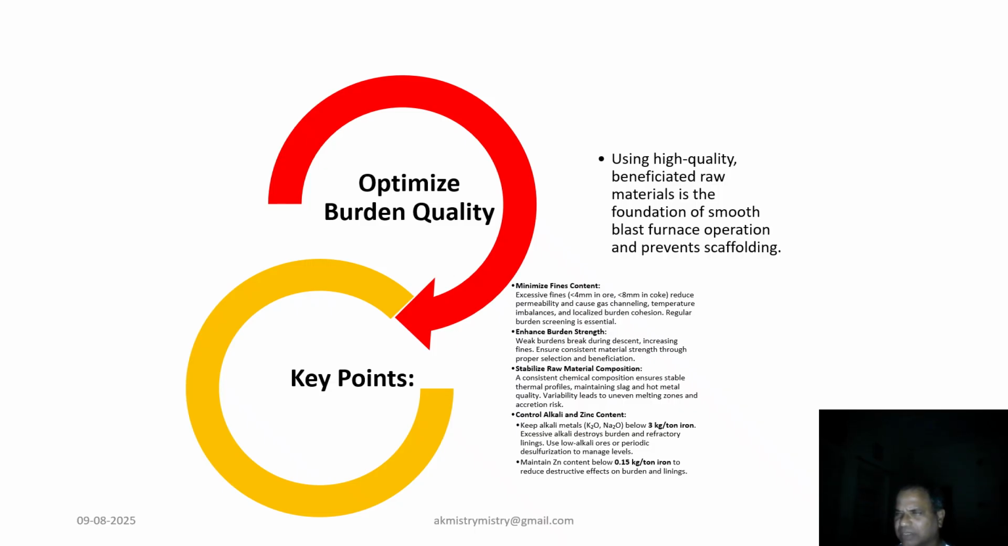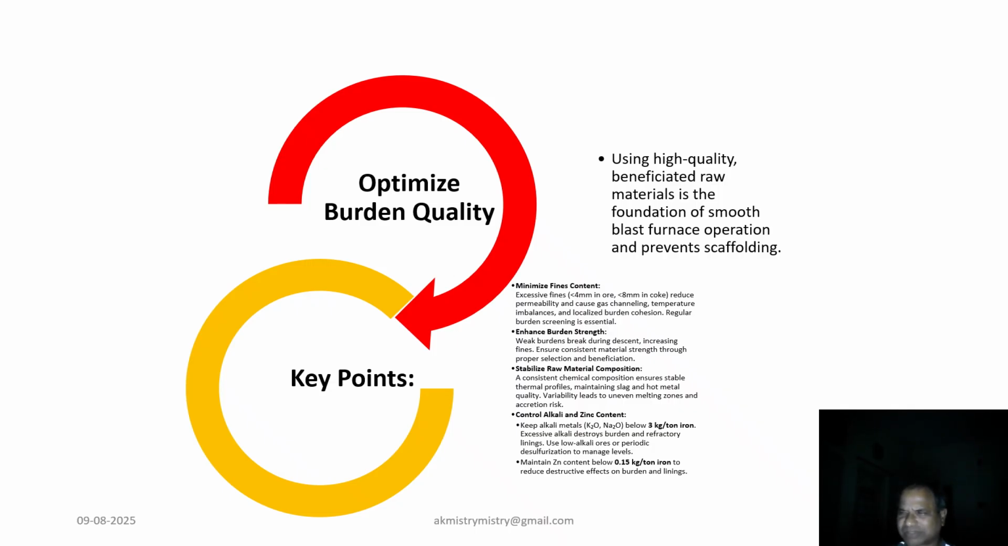Excessive fines, meaning particles less than 4 mm in ore or 8 mm in coke, significantly reduce permeability. Now, this leads to gas channeling, temperature imbalances, and localized burden cohesion. Regular burden screening is absolutely essential.